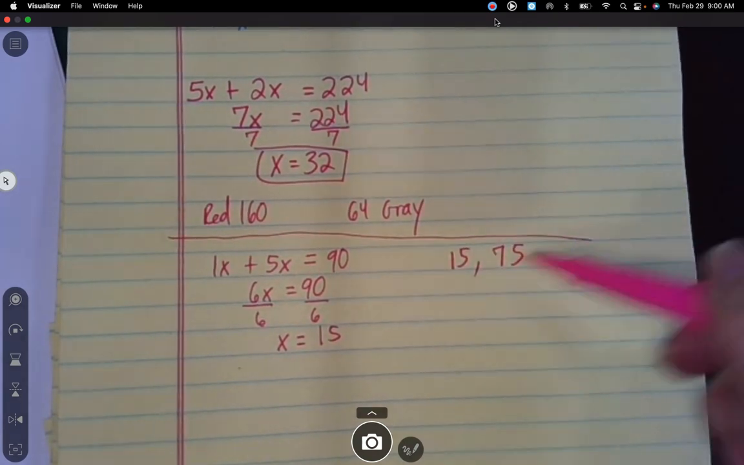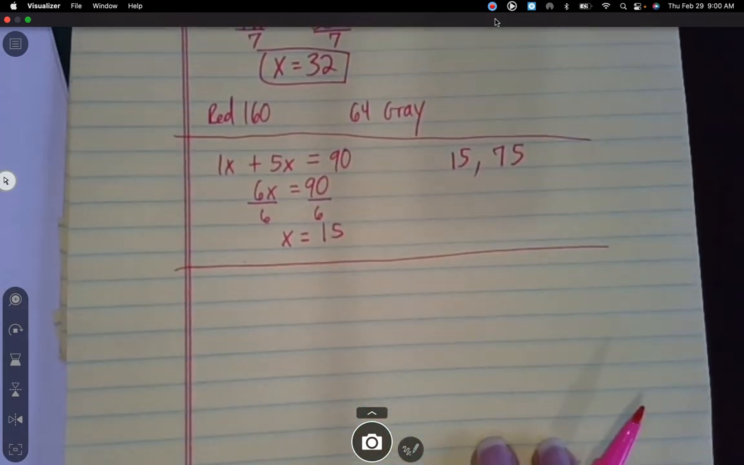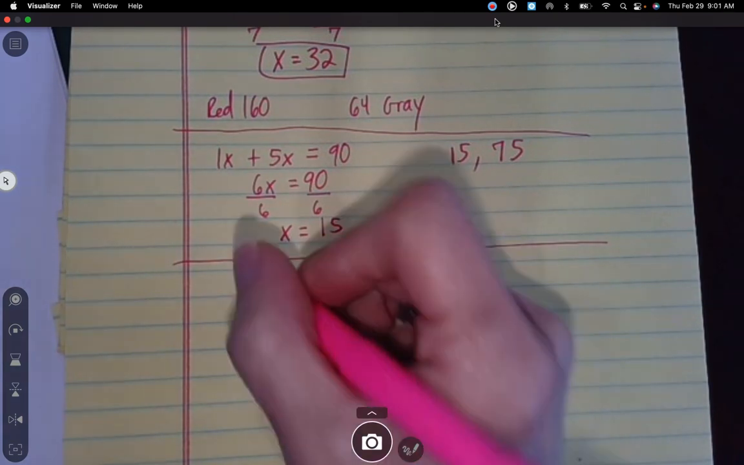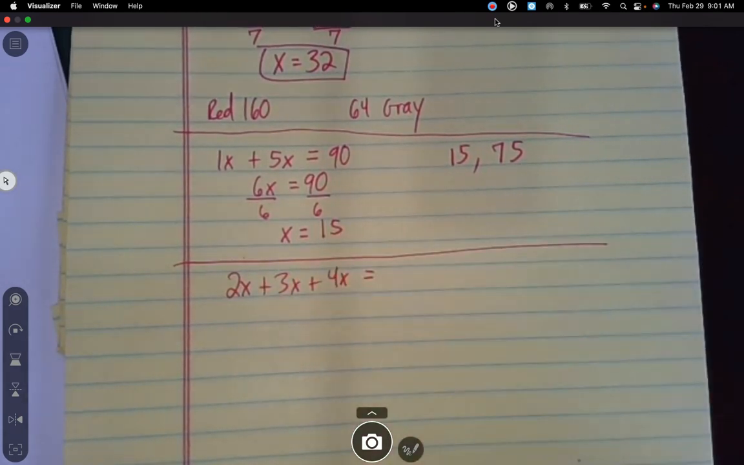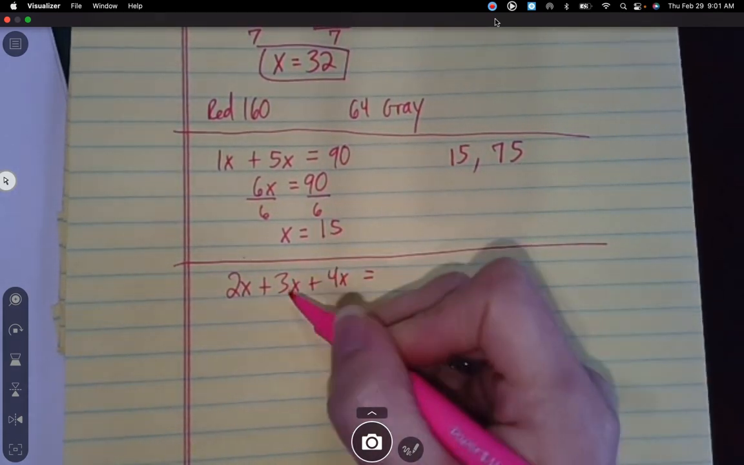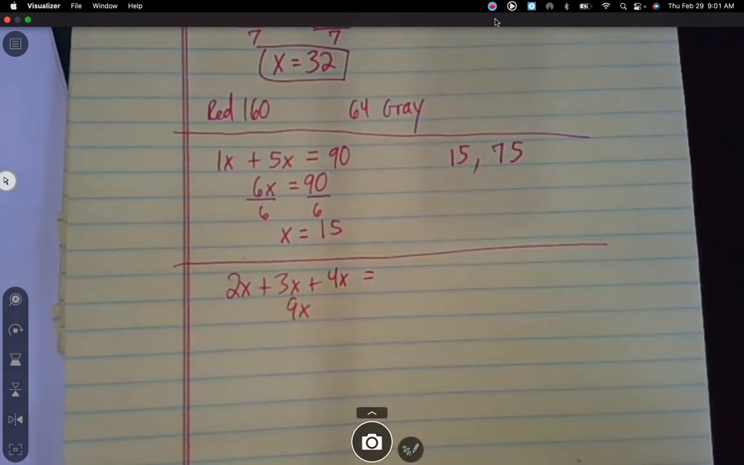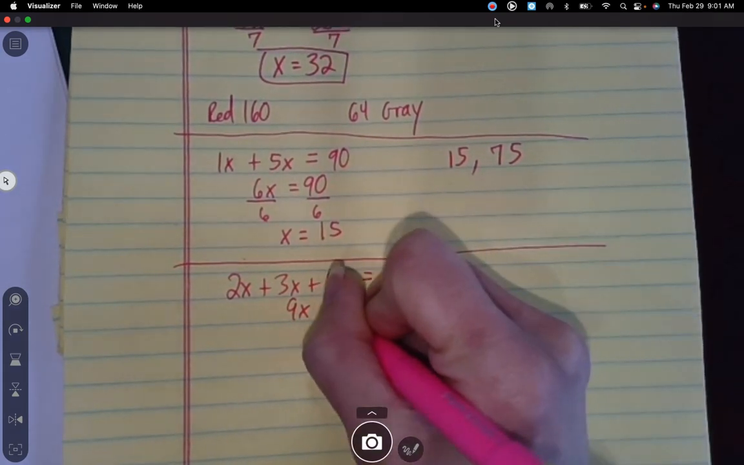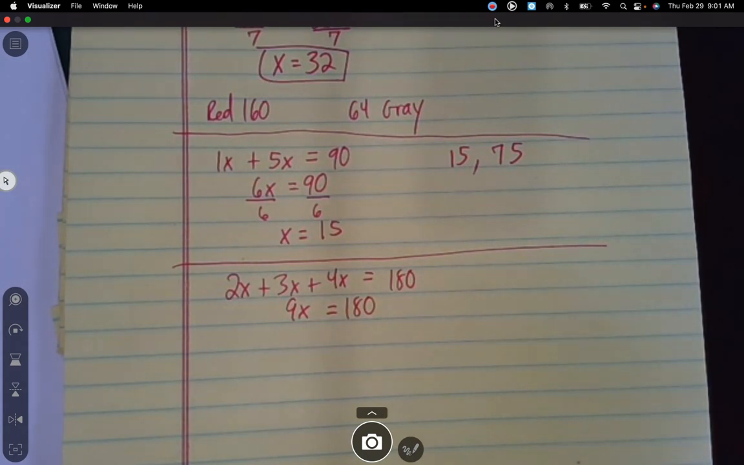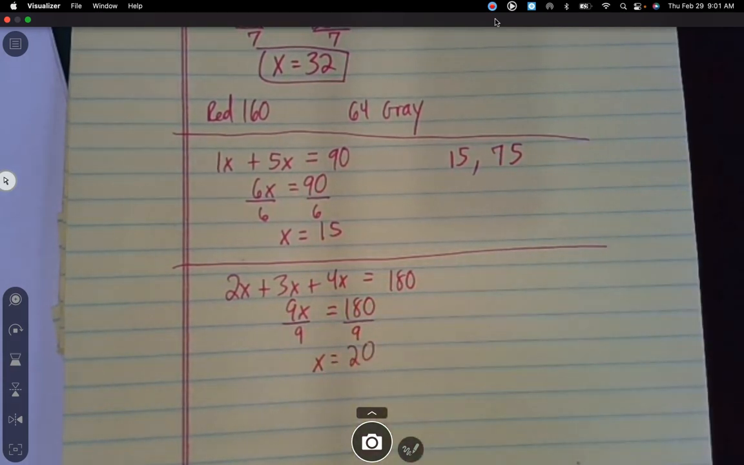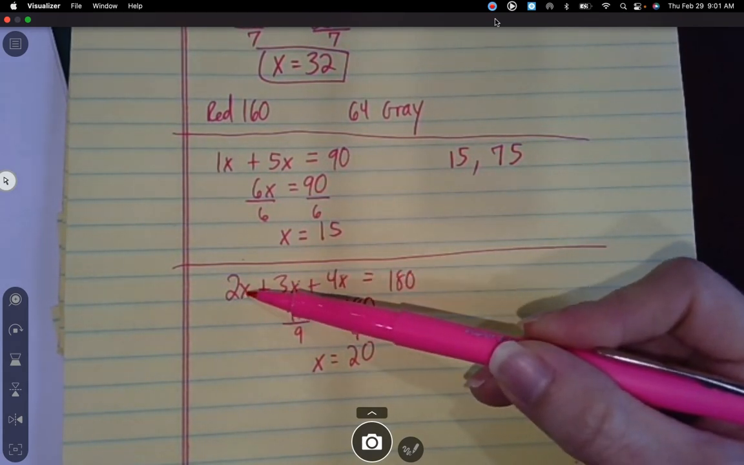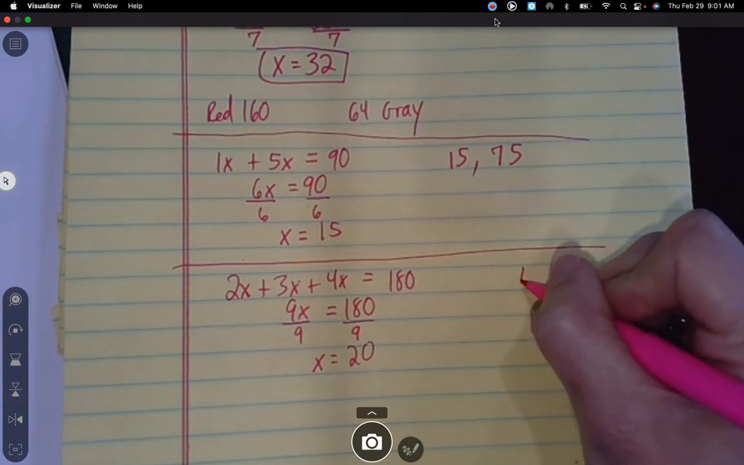Okay. The next one is the same thing. We're going to use their ratio. They have 2, 3, and 4. So I'm going to put 2x, 3x, and 4x. And what does that add to? 9x. But it says it's the measures of a triangle. They add to 180. So it's 180, then what do you do? Divide by 9. So x is 20. Now, it wants the smallest angle. Which one of those is the smallest? 2. So 2 times 20 is 40.